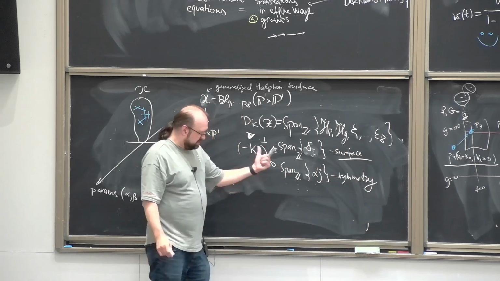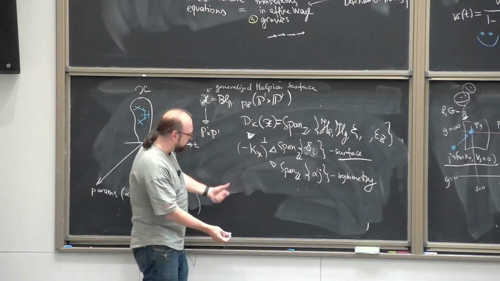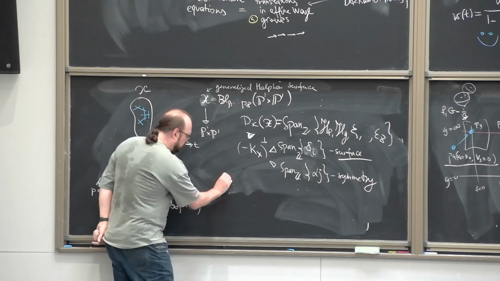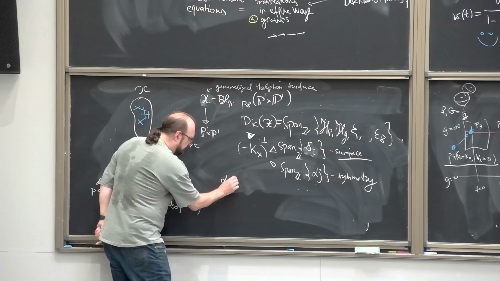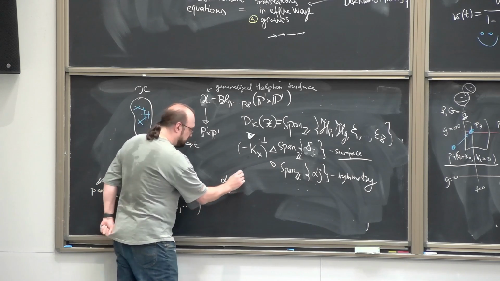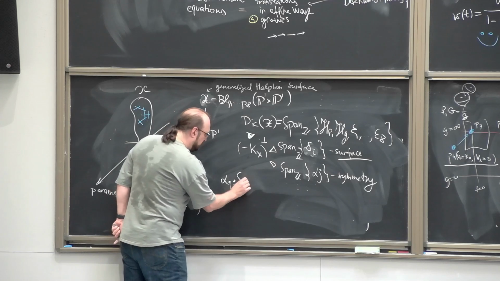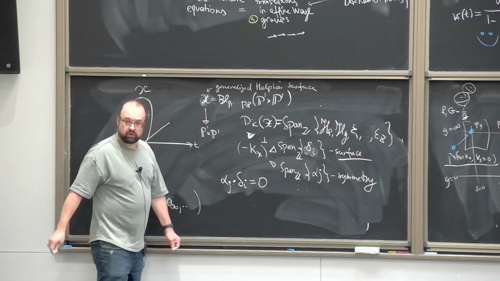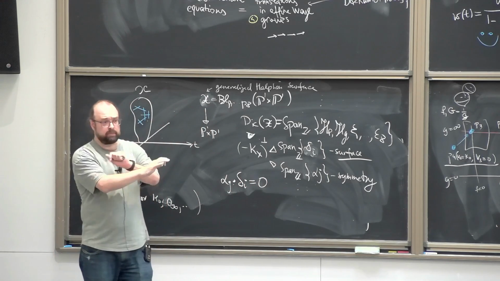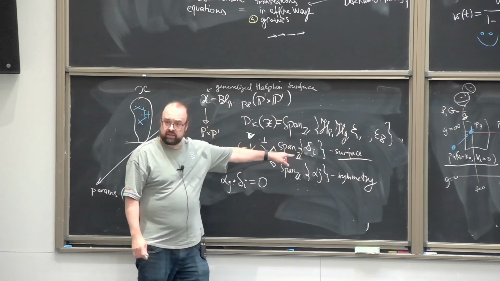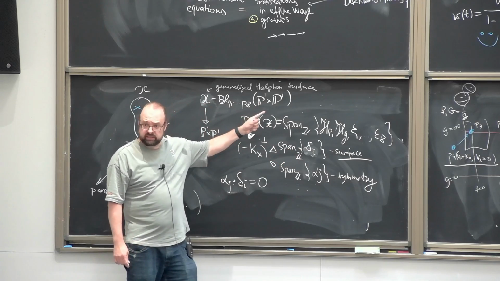Okay? And what is symmetry? Why do I call it symmetry? First of all, what are alphas? Alphas are generated by the condition that alpha j dot delta i is equal to 0. So these are vectors that are perpendicular to the delta vectors in the Picard lattice.